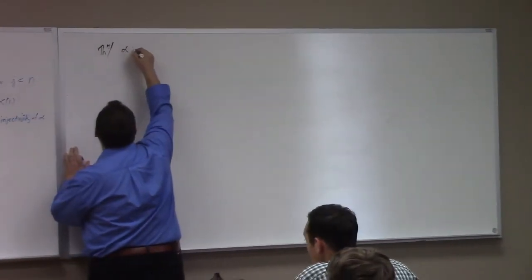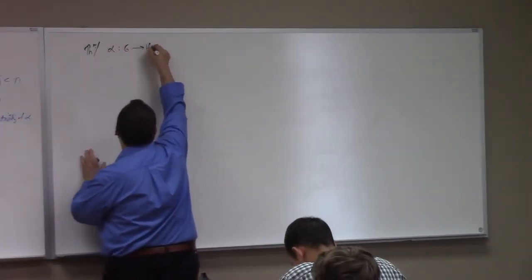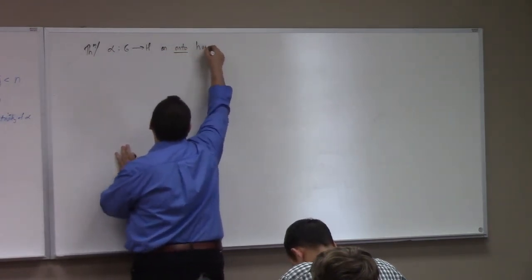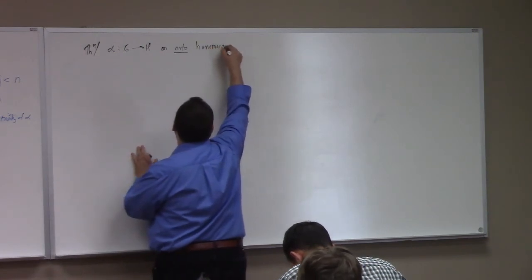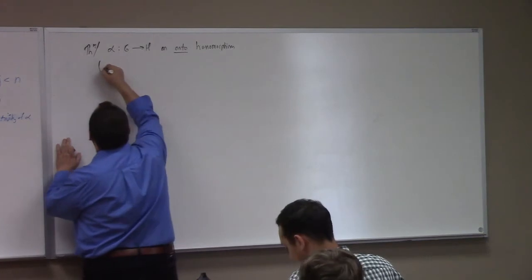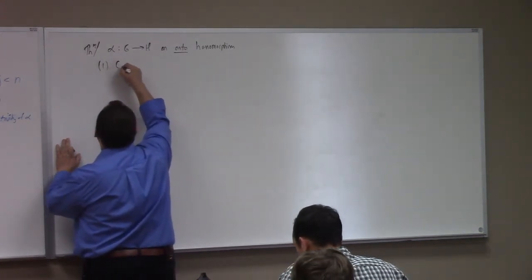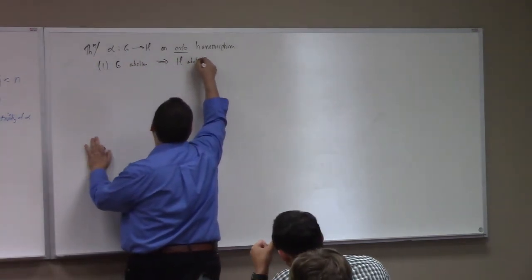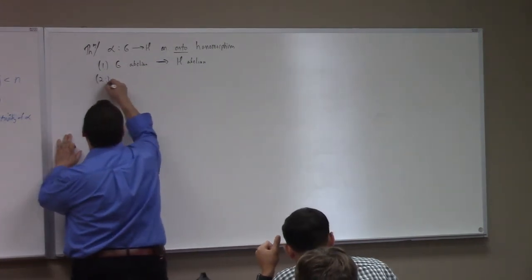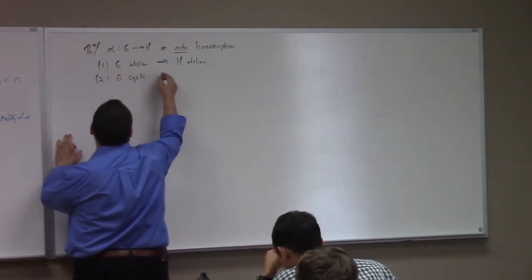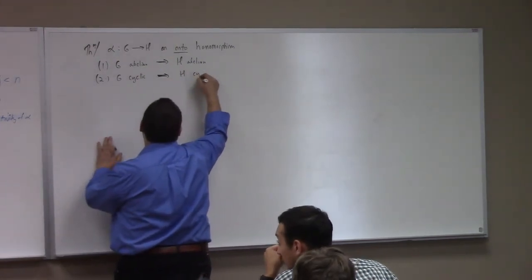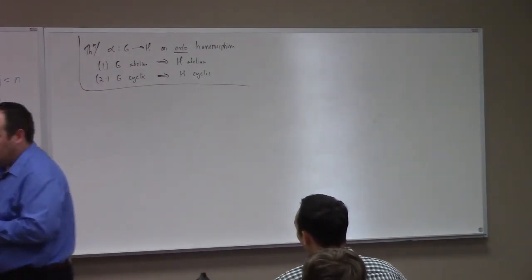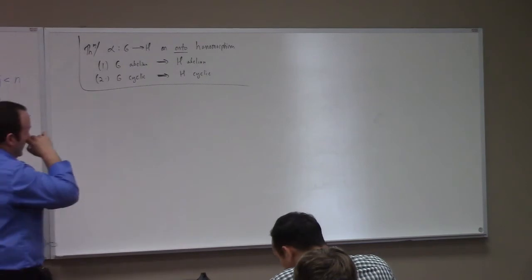Theorem: we have alpha going from G to H, an onto homomorphism. So you might say it's a surjective homomorphism. Then number 1, G abelian implies H abelian. And number 2, G cyclic implies H is cyclic. This theorem is a joy to prove. It makes an awesome test question. So here's the proof.